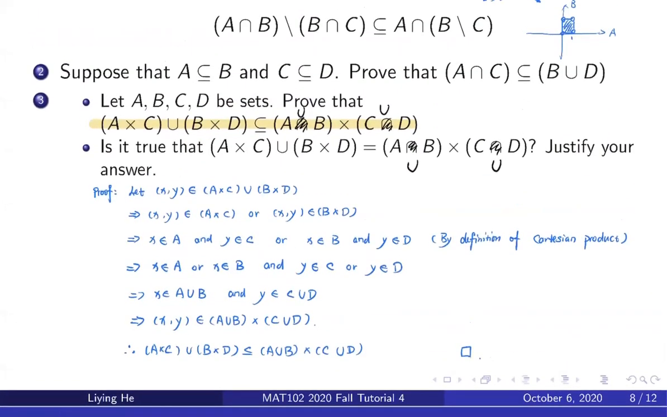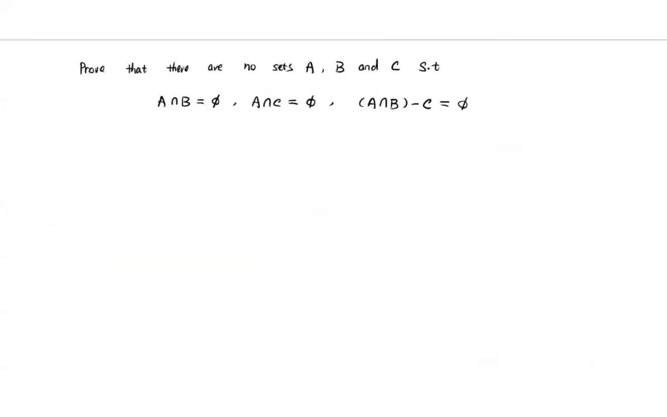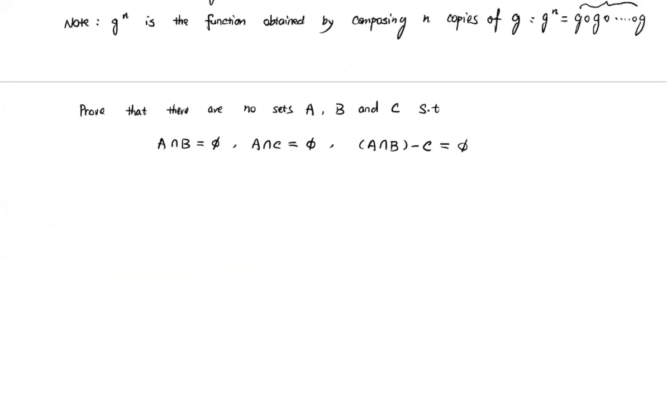So I want you guys to know this one. This question, please know how to do. Let me write it down. For more stats questions, check tutorial 4. Okay, so please make sure you know how to do normal set identity.